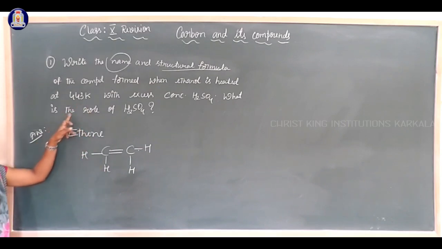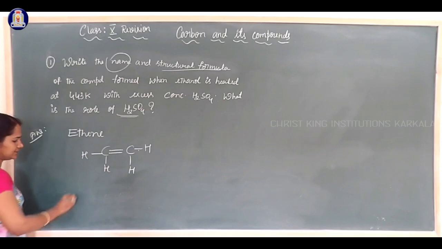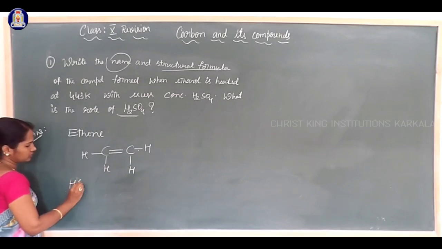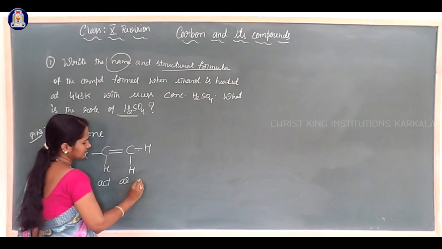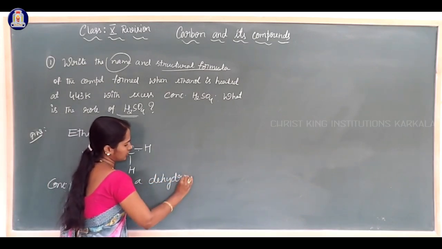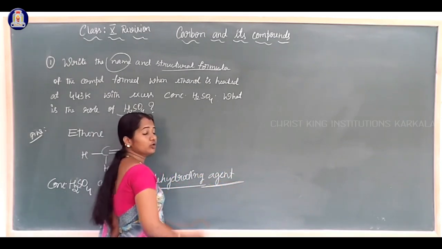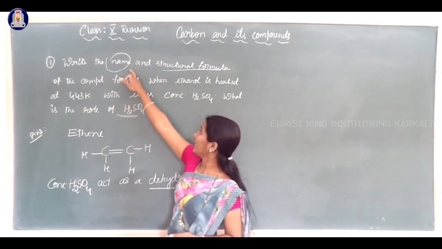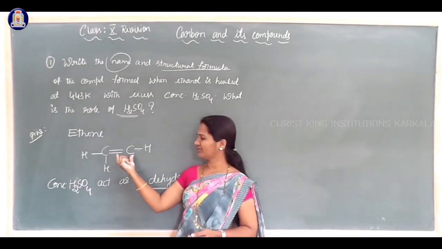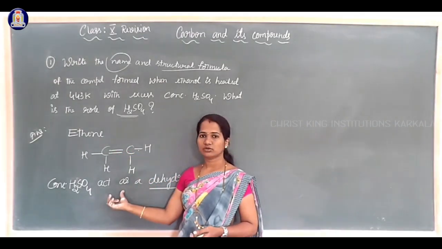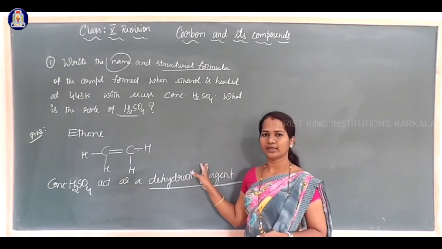One more question is there. What is the role of H2SO4? Sulfuric acid acts like a dehydrating agent. So you have to answer to the point. First question: name, structure. Name is ethene, the compound formed, with its structural formula showing the double bond. And the role of concentrated sulfuric acid: it acts like a dehydrating agent.